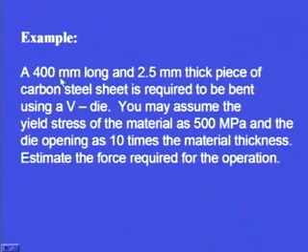So, a 400 millimeter long and 2.5 millimeter thick piece of carbon steel sheet is required to be bent using a V die. Now, the thickness is given, length is given, material is given, and the type of the die is also given. You may assume the yield stress of the material, designated by Y, as 500 megapascal, and the die opening, shown in the diagram by capital W, as 10 times the material thickness.